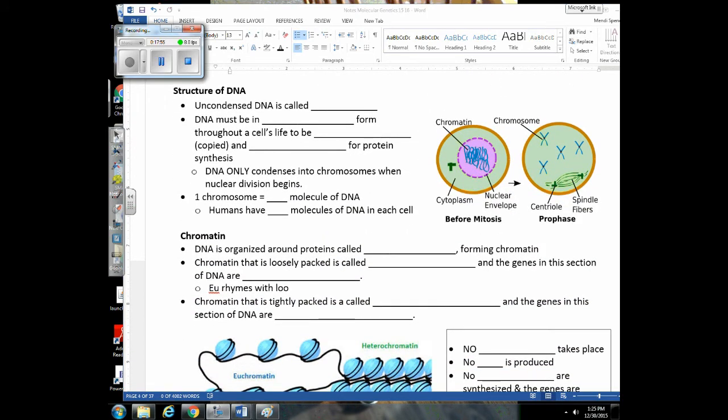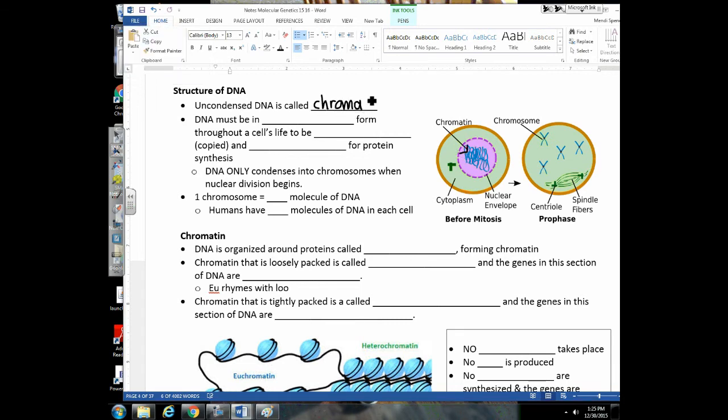We've talked on several occasions about the structure of DNA, but there are some big ideas that I want to revisit, and then there's some new information about the structure of DNA. When DNA is uncondensed, or looks like a string, it is called chromatin. Again, I like to take that I in chromatin and string it out. So remember that chromatin is DNA in stringy form.